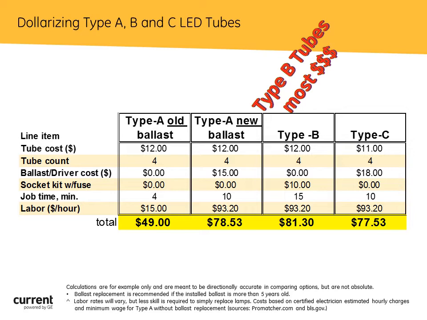Type A with a new ballast, $78.53. If you go with a Type C, you're at $77.53. And if you go with a Type B, that's the highest cost, $81.30. Now I ask you to put your own numbers in. This is just really a mental exercise to get you thinking about what it costs to do this. Put your own numbers in and see what makes sense for you.